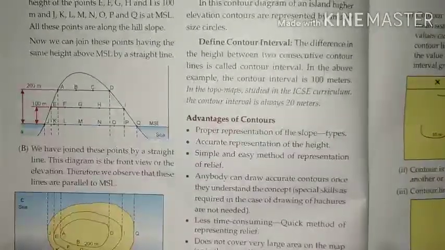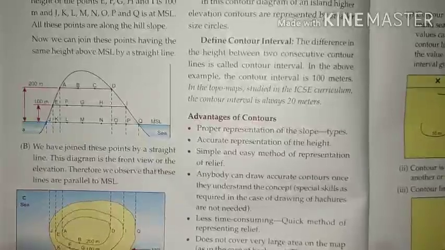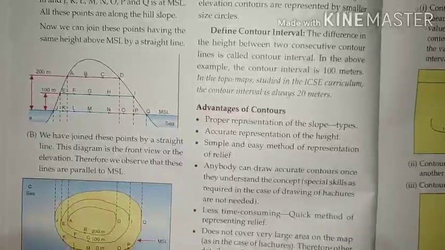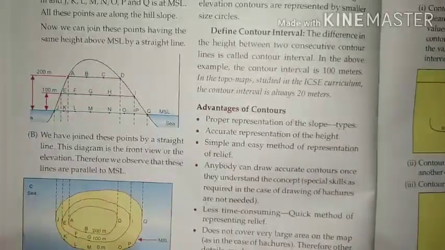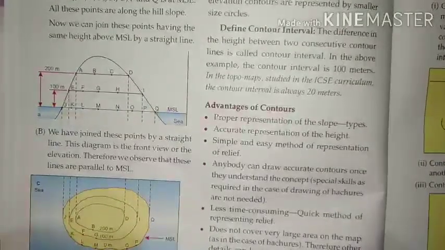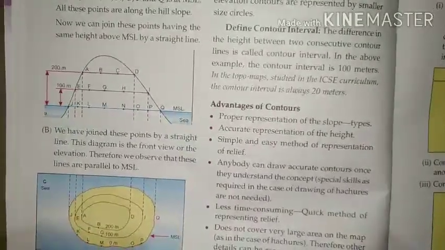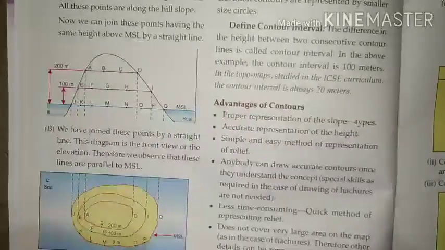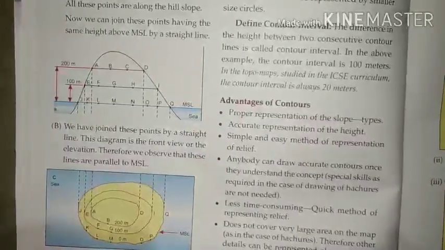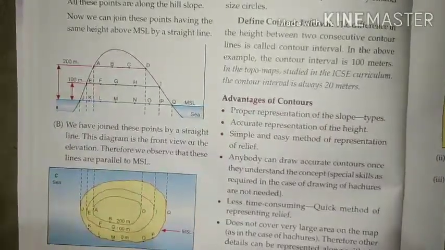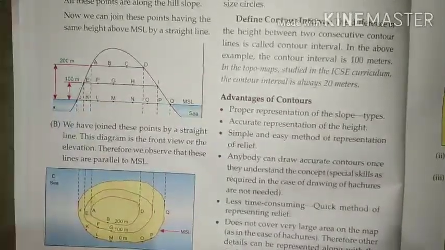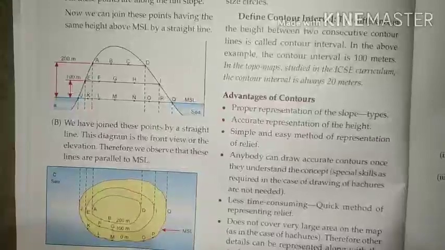Like that, E, F, G, H and I is having a height of 100 meter. J, K, L, M, N, O, P and Q is at mean sea level, that is MSL. Now we can join these points having the same height above MSL by a straight line. You can see a straight line has been drawn, which is connecting A, B, C, D. A straight line is connecting E, F, G, H, and a straight line is connecting J, K, L, M, N, O, P, Q. We have joined these points by a straight line.